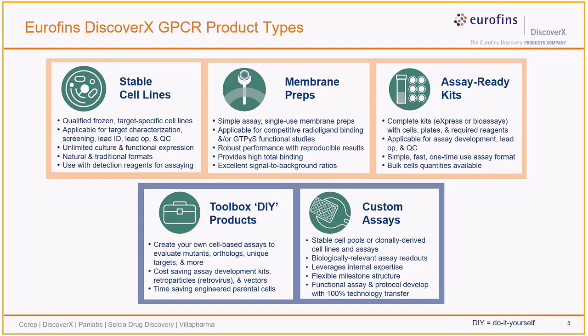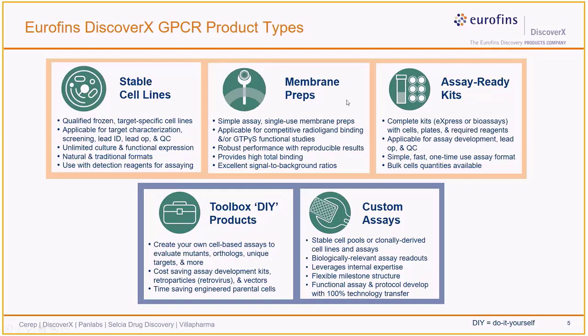They're listed here. We have our stable cell lines. Stable cell lines are utilized in many different labs. They have unlimited culture and they're functionally expressed. We have them available as separate frozen cell lines, in the liquid nitrogen phase, and they're used for all different types of applications listed on the previous slide. And then we have natural and traditional formats, which I'll go over in more detail in a later slide.